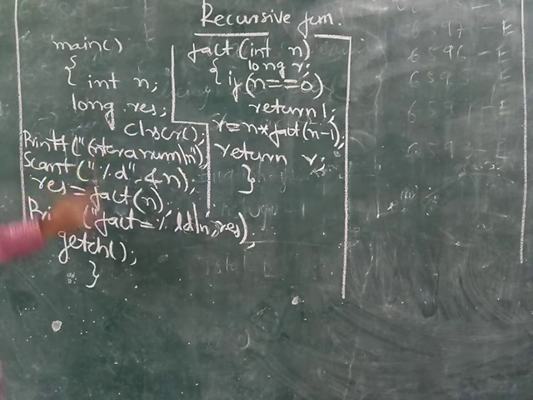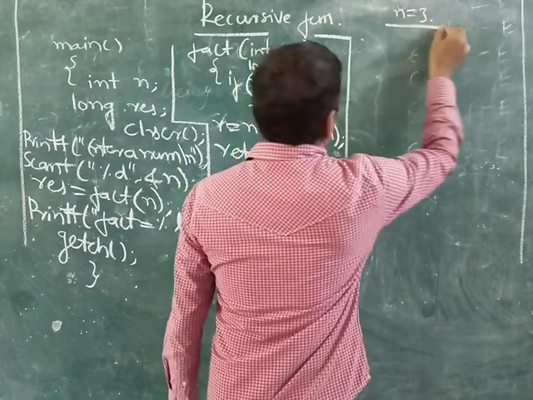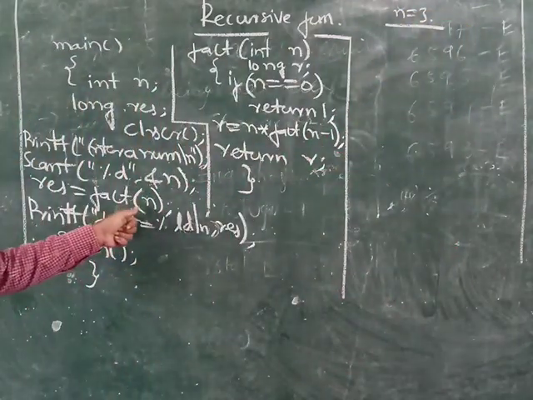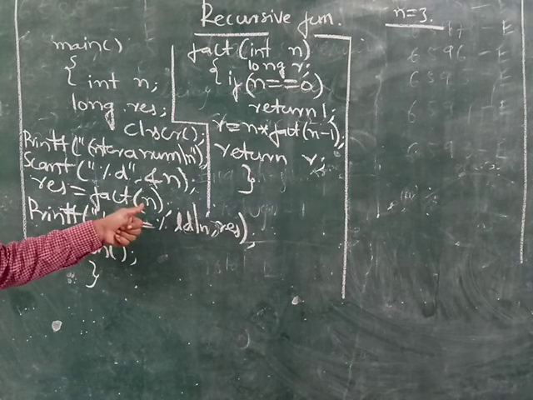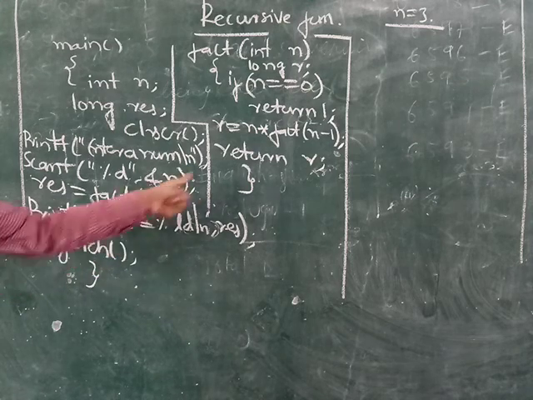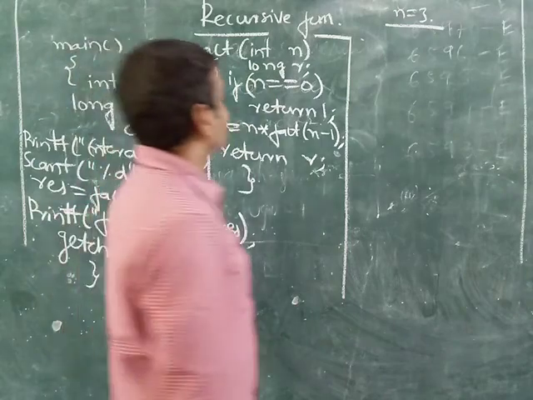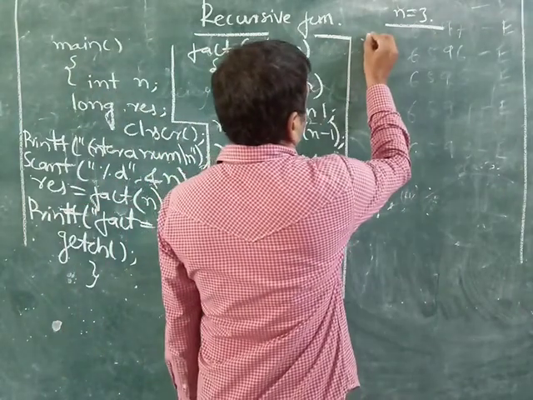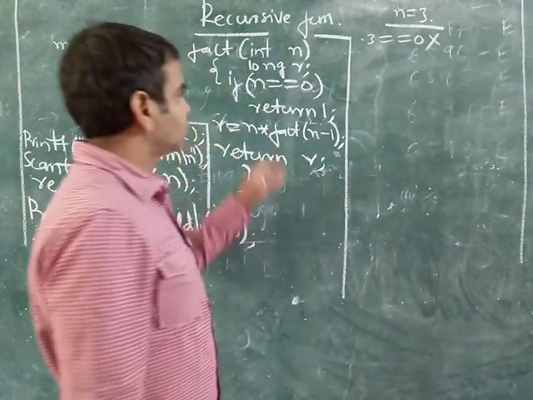Integer number, I am taking number equal to 3. So we are passing the number 3. This is called passing a value, a function with argument with return statement. So the n value will be received by this one. Here n, which is 3, is equal to 0? Condition false. If the condition is true, we return 1.